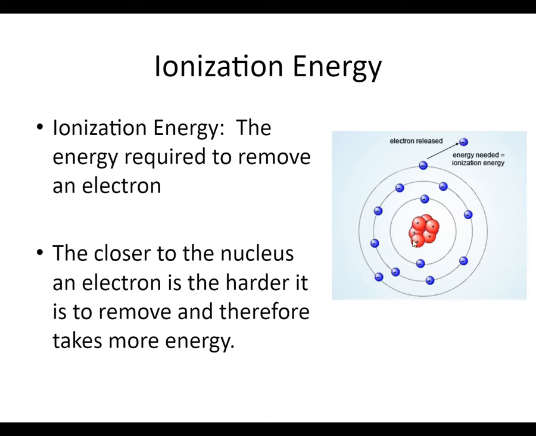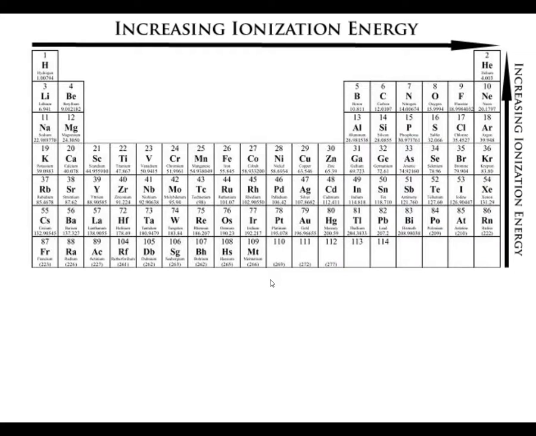Because the closer it is to the nucleus, the stronger the force of attraction. Remember, our nucleus is positively charged, our electrons are negatively charged. So the closer we get to the center, the more energy it's going to require to remove that electron. You can think of these protons like magnets. The closer we are to these magnets, the more energy it's going to require to remove the electron away from the atom. So here's our pattern.